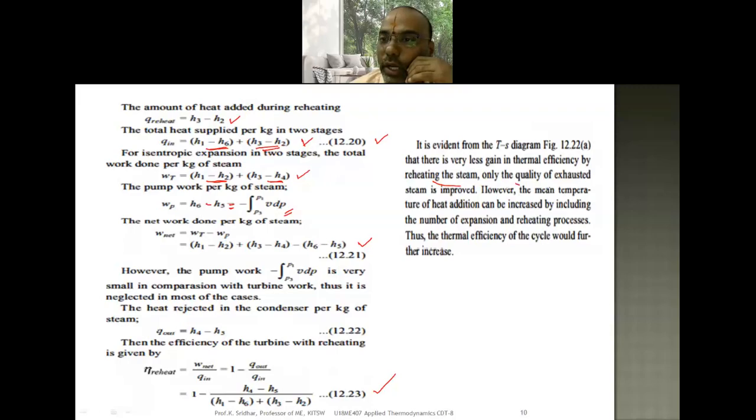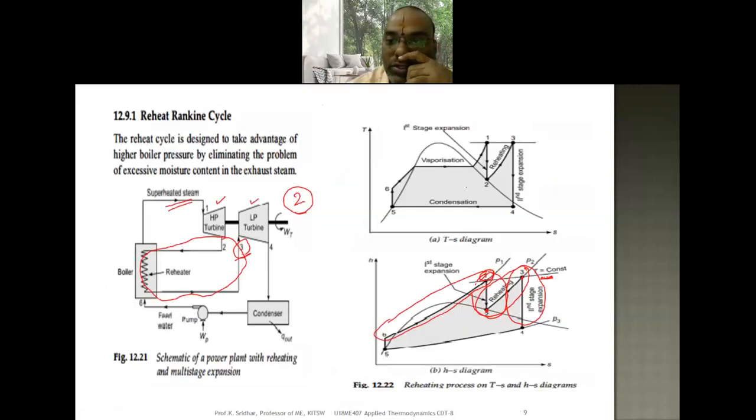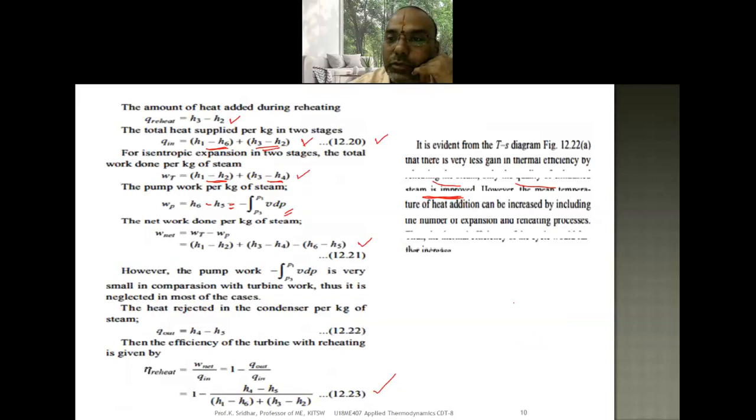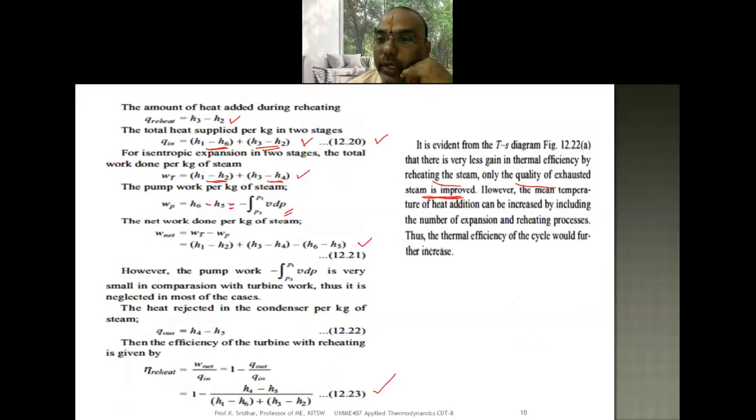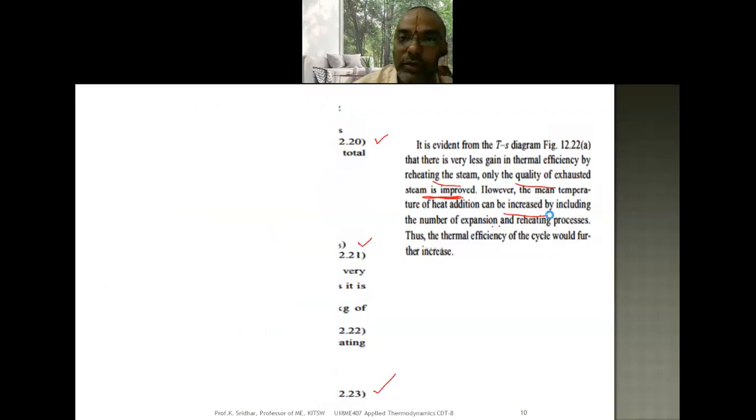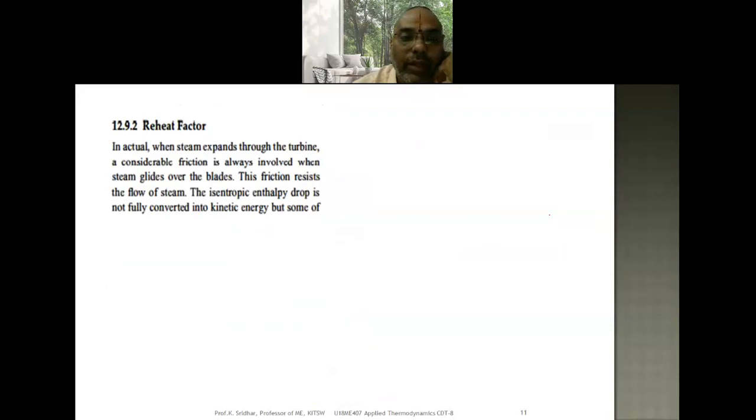Only the quality of the exhaust steam is improved. That is the important point. Just go through here: the quality of the exhaust steam. Here it is point number 2, and the exhaust steam here is point number 4. So the quality of the exhaust steam is improved. However, the mean temperature of heat addition can be increased by including a number of expansions and reheating processes. That is the basic advantage of reheating.